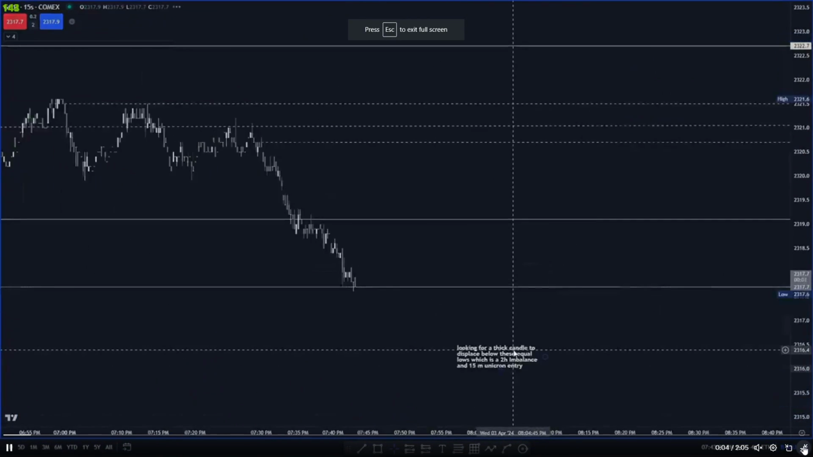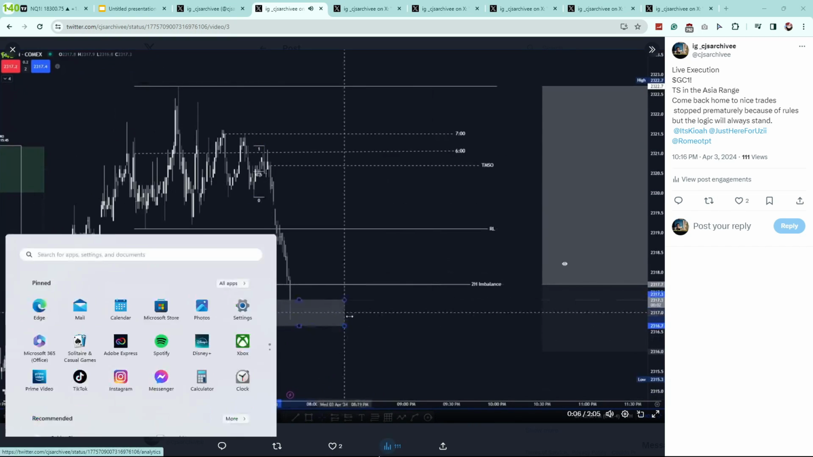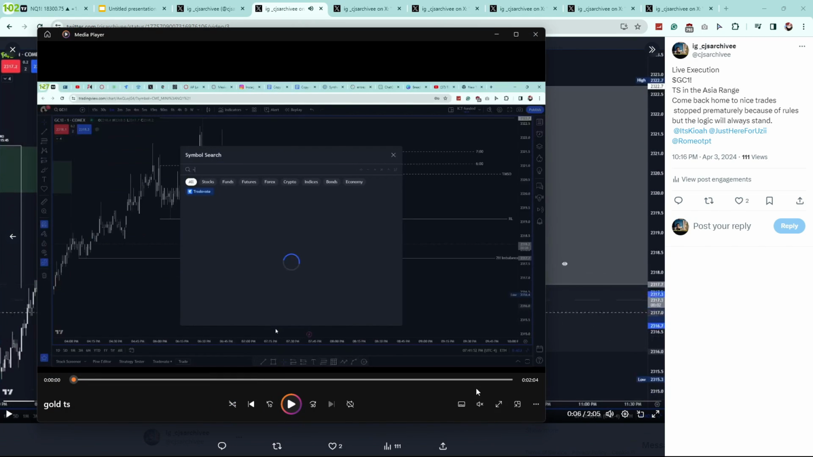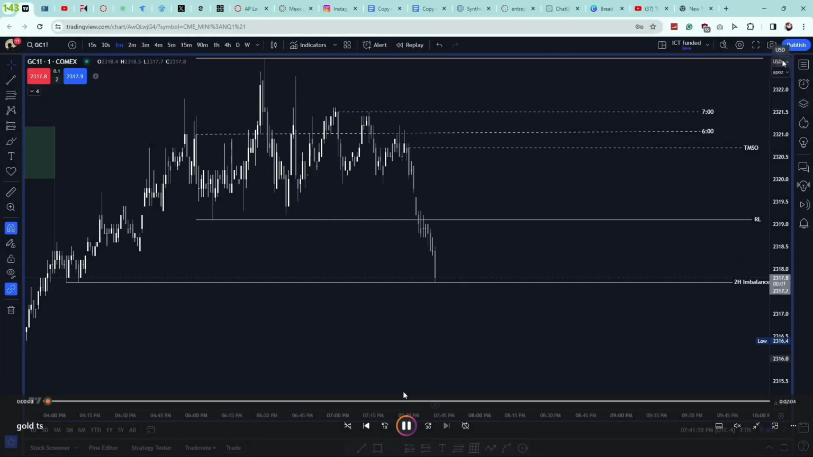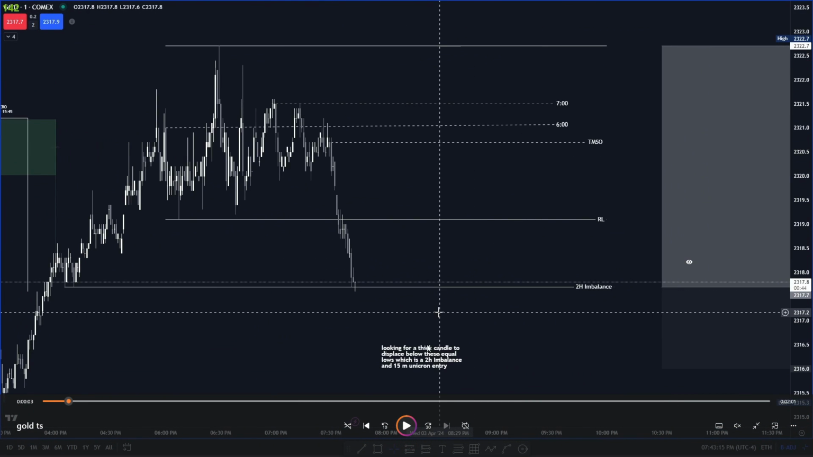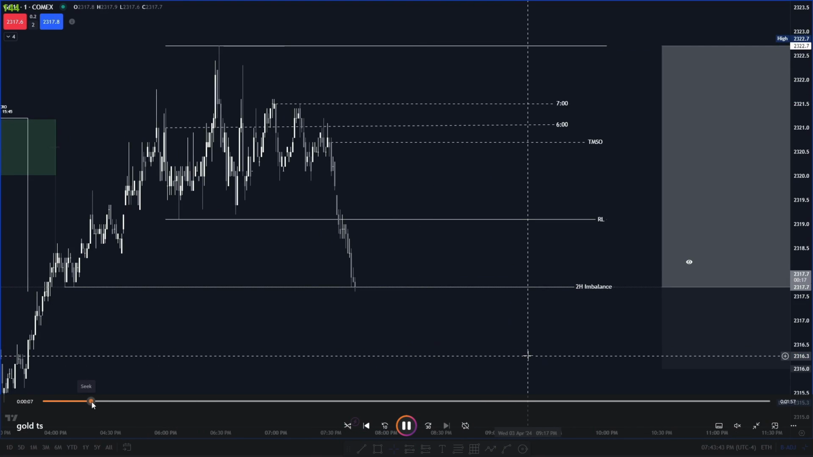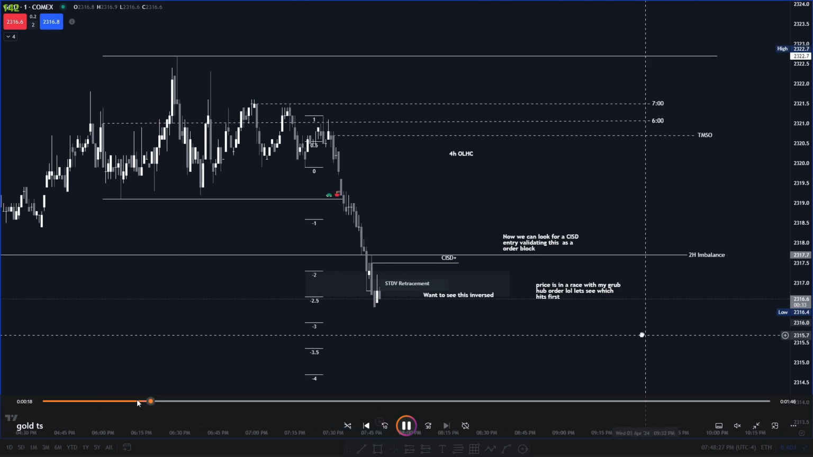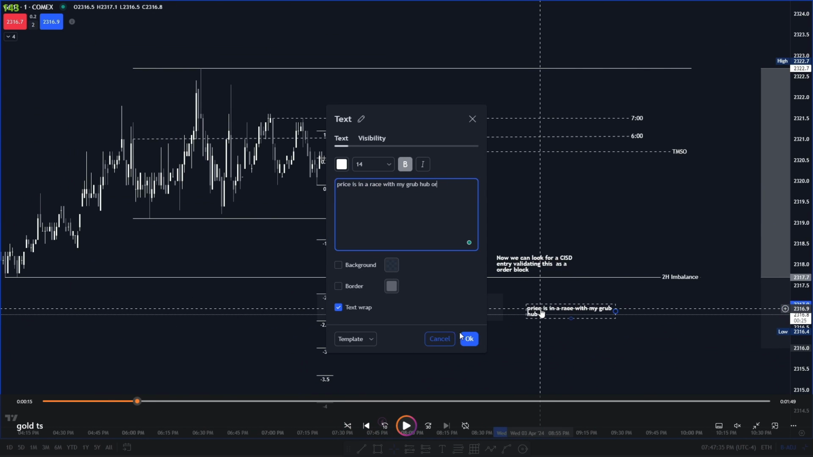So actually, let me see. I have it on a clear video right here. Range low swept. I said looking for a thick candle to displace below these equal lows, which is a 2-hour imbalance for a unicorn entry. So we continue to get that. We continue to go lower. We had our standard deviation retracement marked out for a potential retracement zone. I said price is in a range, and we're gonna see.